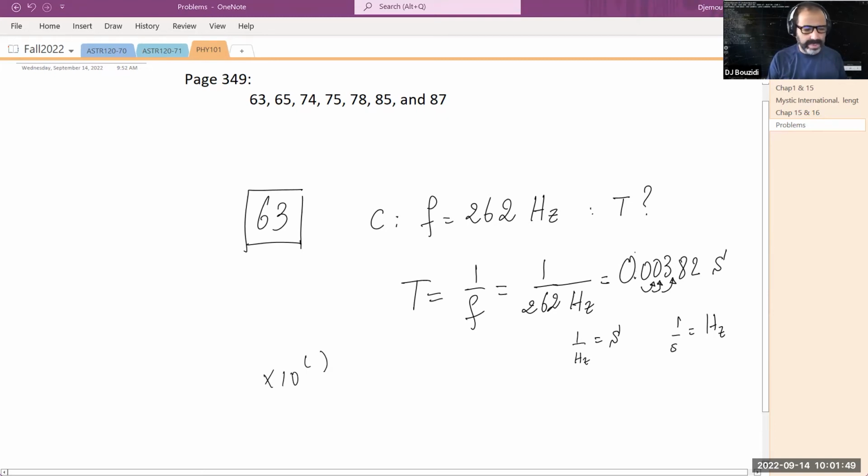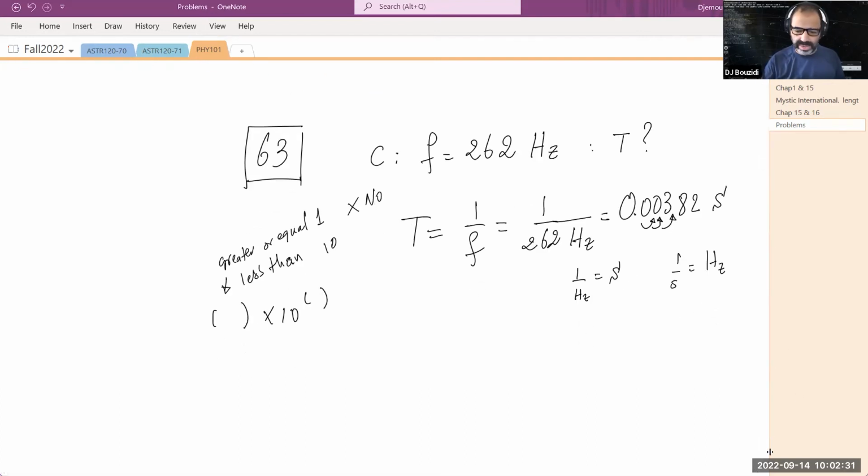This number, because this is what the whole scientific representation is, must be greater than or equal to 1 and less than 10. That's the whole point of it. It has to be less than 10. So here is the question. I ask, is this number 0.00382 greater than or equal to 1? The answer is no. So in order to make it greater than or equal to 1, I have to multiply it by 10 first.